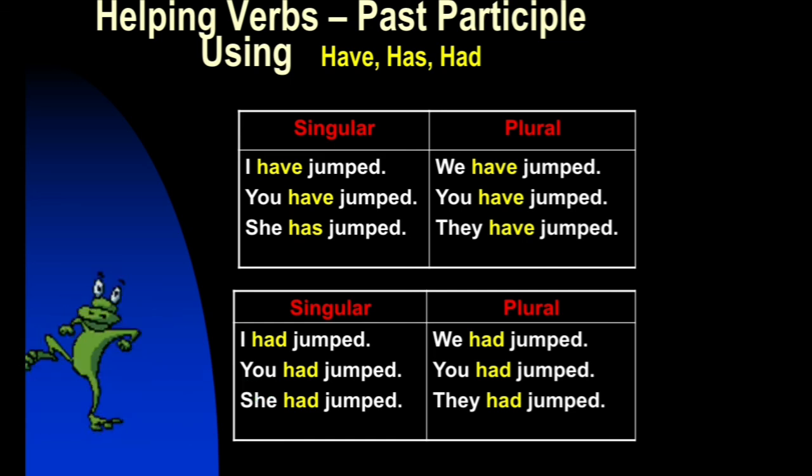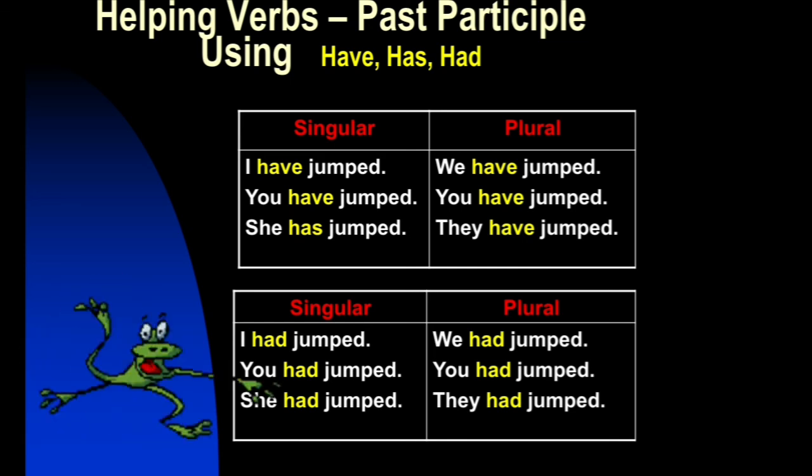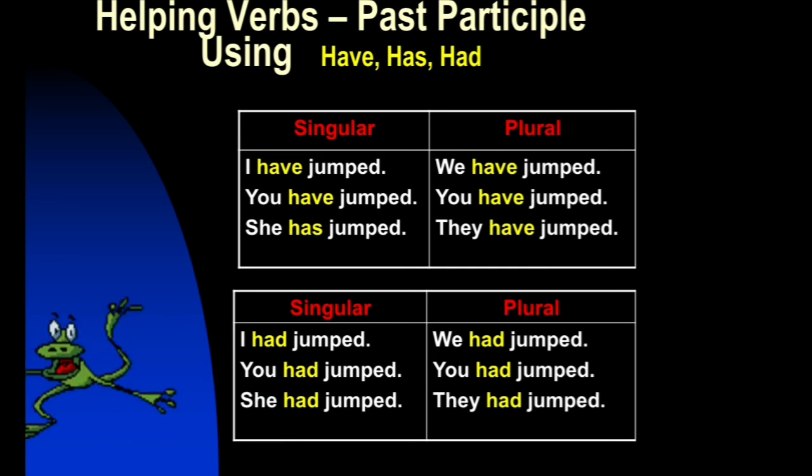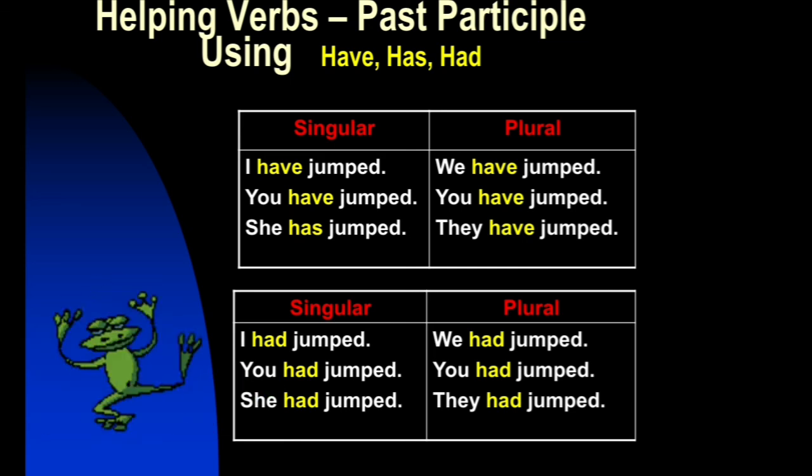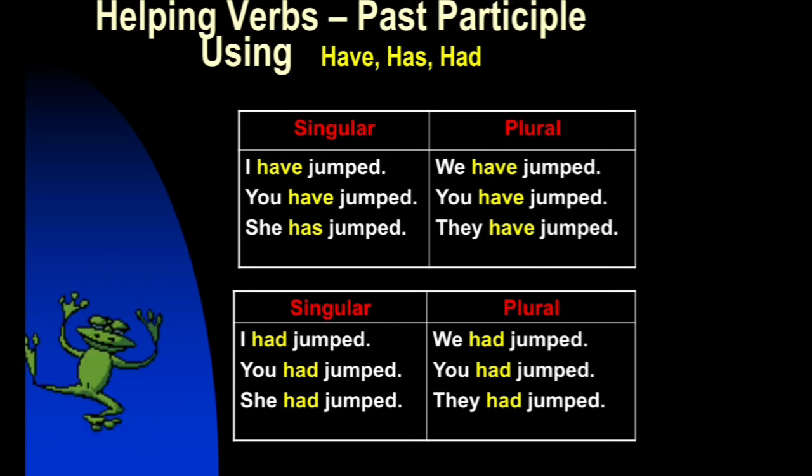In singular: I had jumped, you had jumped, she had jumped. Plural: we had jumped, you had jumped, they had jumped. That's all about verbs.